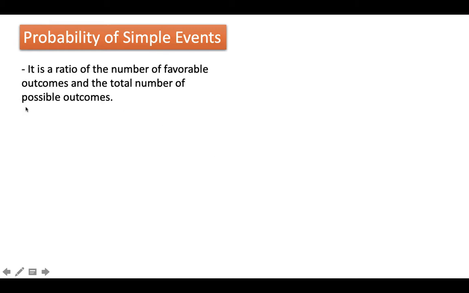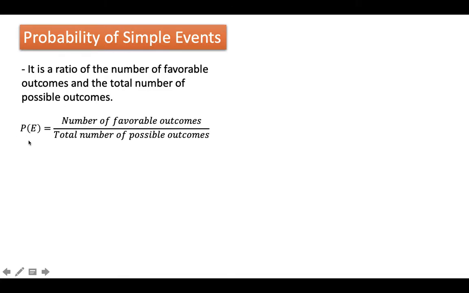The probability of simple events is a ratio of the number of favorable outcomes and the total number of possible outcomes. We can write our equation in this form. P(E) is equal to, the numerator is the number of favorable outcomes and the denominator is the total number of possible outcomes, or the sample space. P and E here represent the probability and the event respectively.